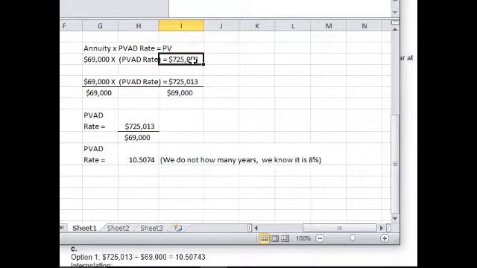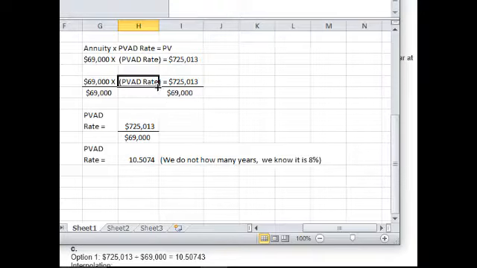So I know the present value, I just plug in that number. This time I know the annuity, so I plug in the annuity. But I don't know the rate. Why? Because I don't know how many years he will be able to withdraw if he continues to withdraw 69,000. So this element became X. This is the X I need to find out.